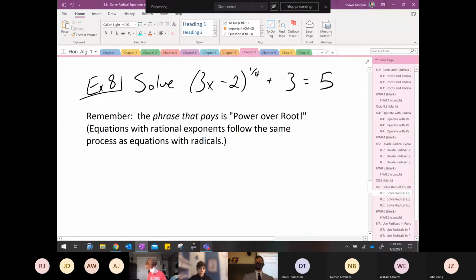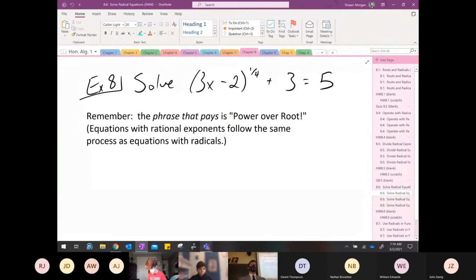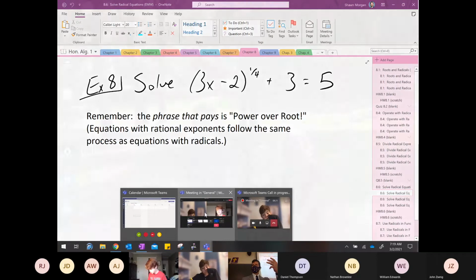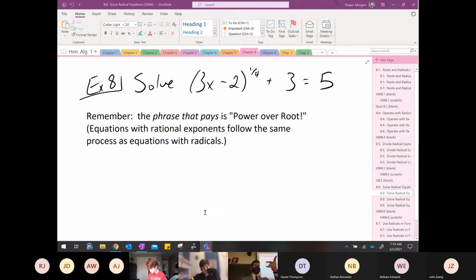Now, with example 8, one of the things that you will notice, yesterday we talked about equations that had radicals in them. We had a 4-step process. First step was isolate the radicals. Second step, raise both sides to that power. Third step, solve the resulting equation. And what was that fourth step that we said was oh so important? Luke? Plug it back in, check, make sure it's not an extraneous solution.